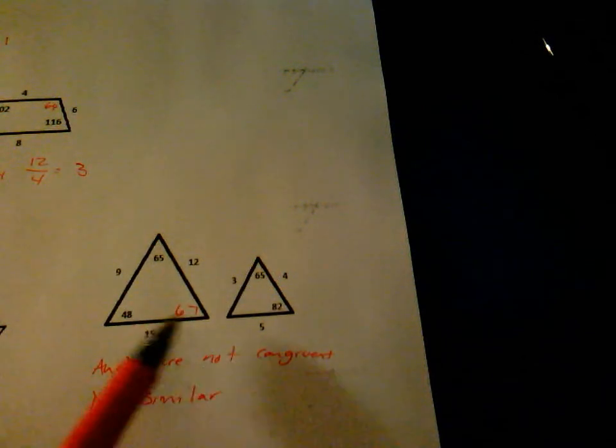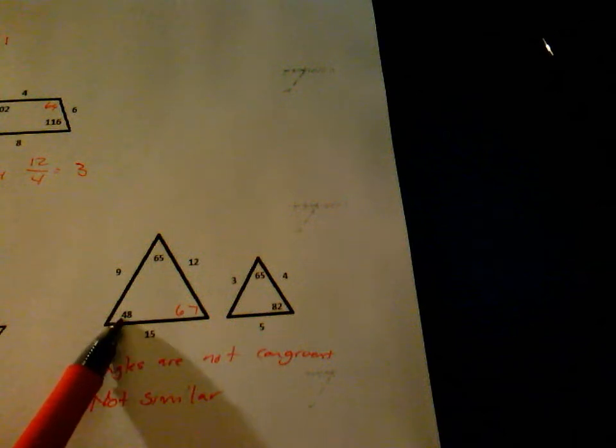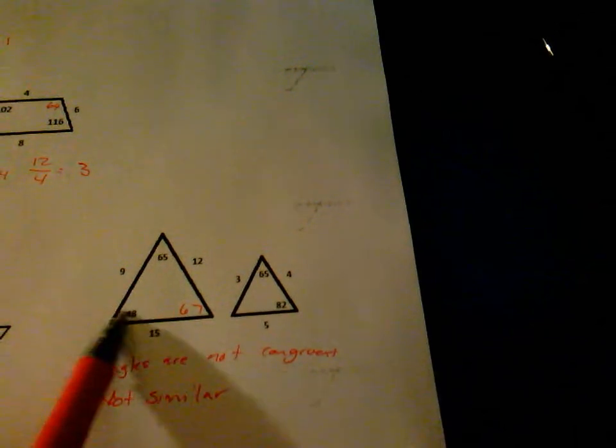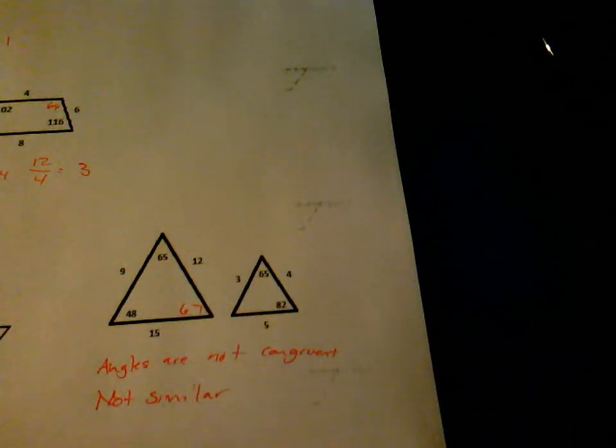For example, if this right here was 82 and this is 82, even though they're not in the same spot, they are still congruent because they'd still have congruent angles. It's just that corresponding sides need to be similar and corresponding angles need to be congruent.